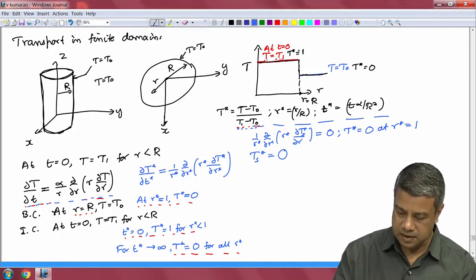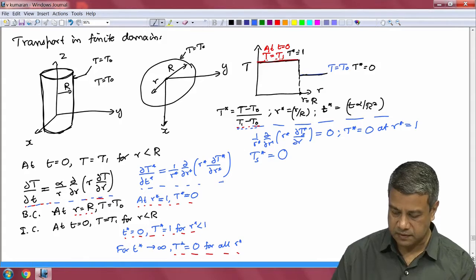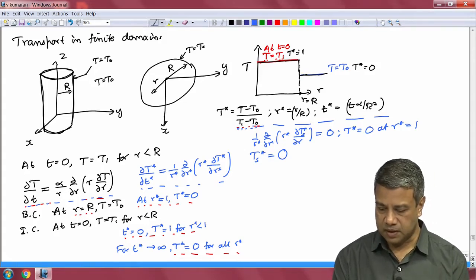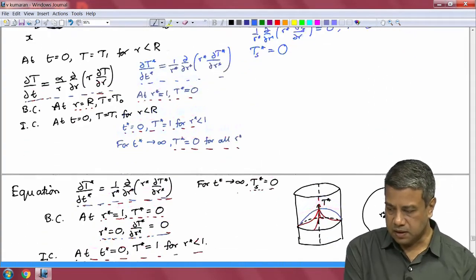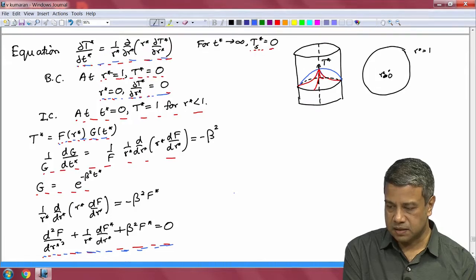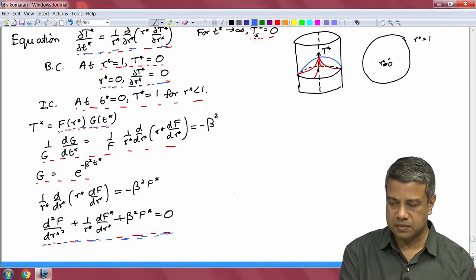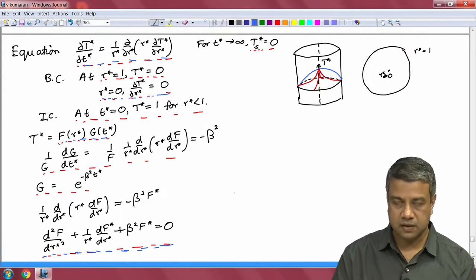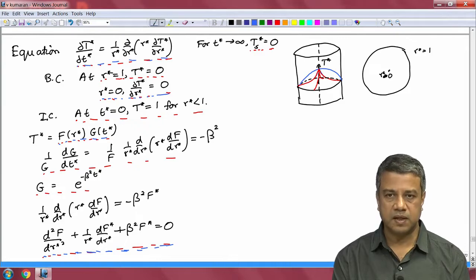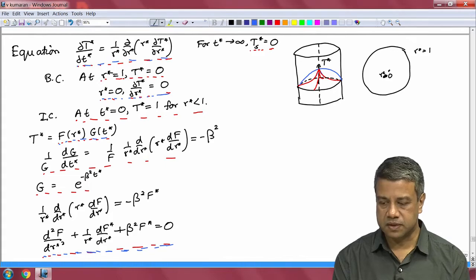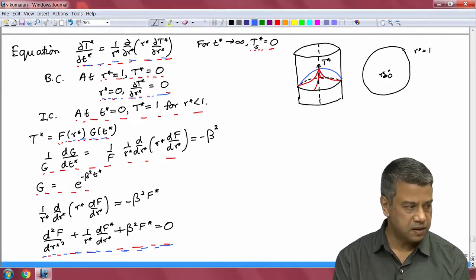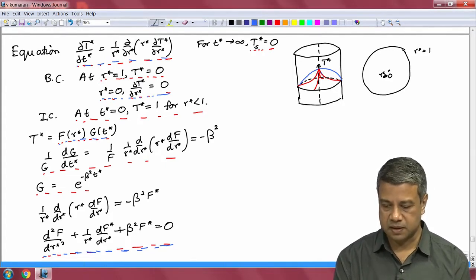The energy balance equation reduces to this form, and we get the boundary and initial conditions. Recall, there was one condition at the center which resulted from the symmetry along the axis, because the domain in the radial coordinate varies from 0 to 1. However, at r star equal to 0, there is no physical boundary, and therefore we have a symmetry boundary condition at this location.